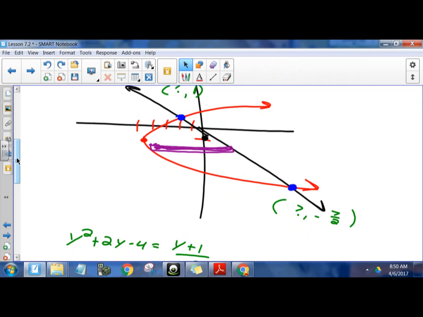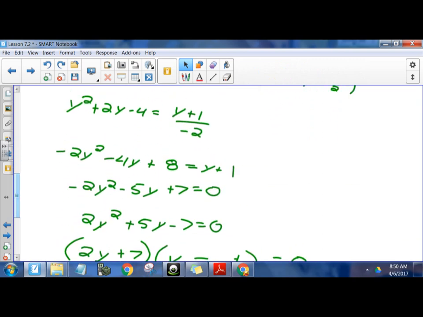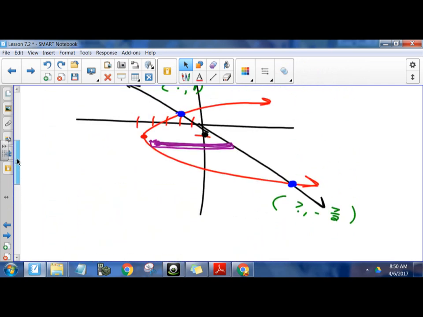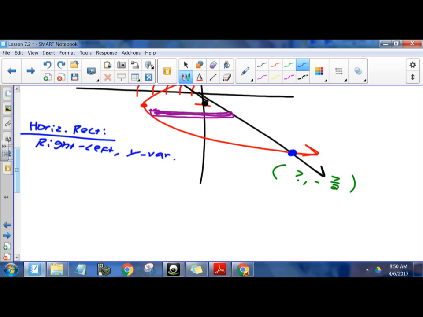So I'm going to use a horizontal rectangle. I'm going to take all this lovely work right here. I'm just going to scooch it down so we can do the integral now. So we're going to use a horizontal rectangle, which means I do right minus left. And I use y as my variable for everything.